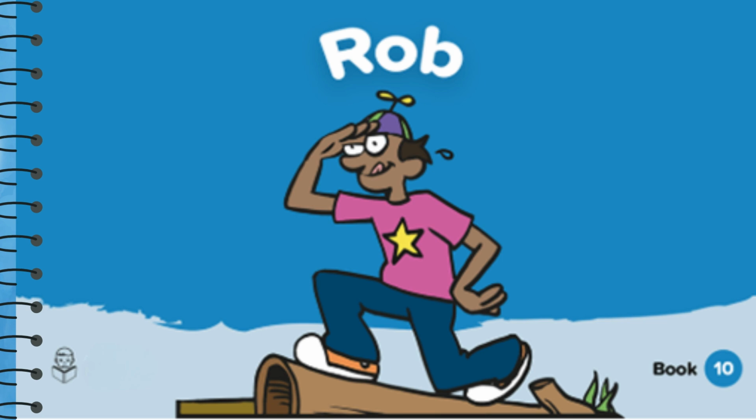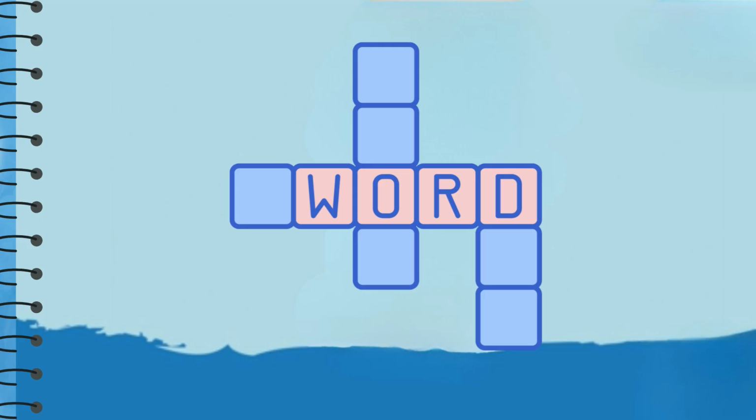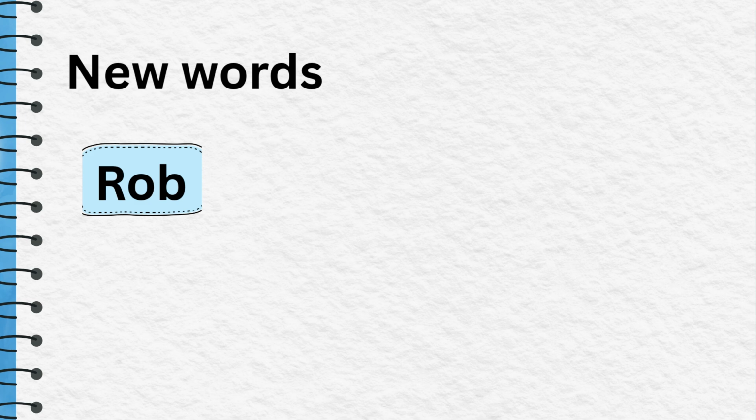Now we are going to read a book. This book is called Rob. Let's start by reading the words that will be in this book. Let's sound them out together.